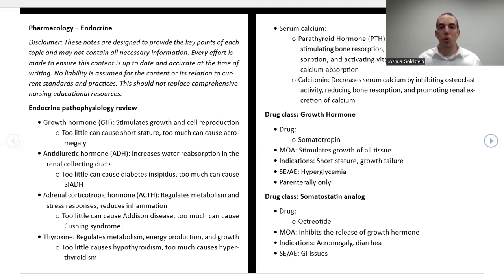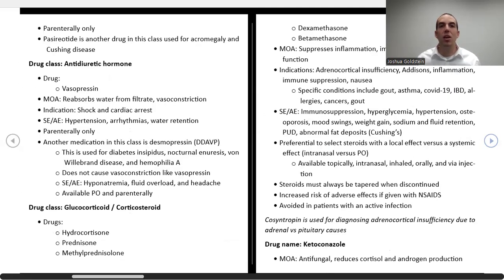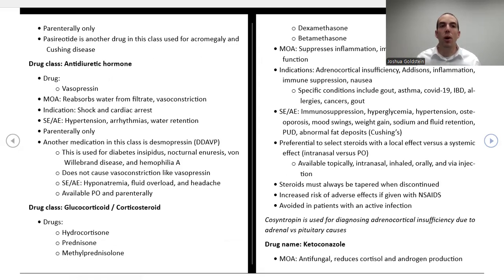What about too much growth hormone? For that diagnosis, for acromegaly, we have octreotide. Octreotide inhibits the release of growth hormone, and it's actually also used to treat diarrhea. The most common adverse effect or side effect is going to be GI issues, and this is also available parenterally. We also have a drug called pasireotide, which is also used for acromegaly, but it's also used for Cushing's disease.